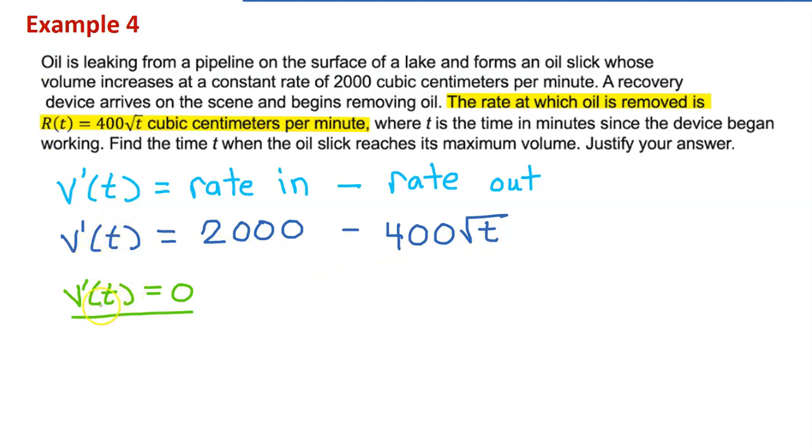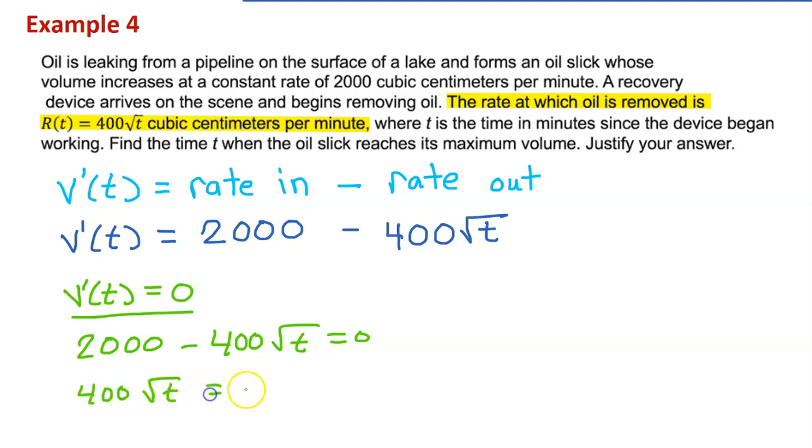The critical values of volume will be where v prime is equal to 0. In other words, where is 2000 minus 400 radical t equal to 0? Adding 400 radical t to both sides, we get 400 radical t is equal to 2000. Dividing both sides by 400, we get radical t is equal to 5. And squaring both sides, we get t is equal to 25.